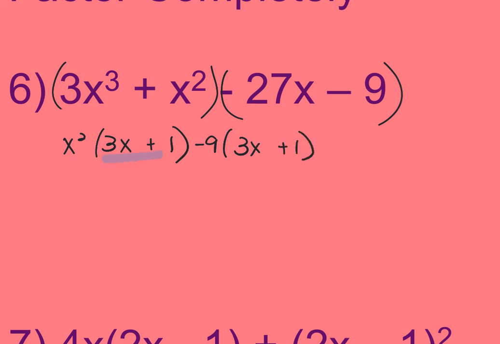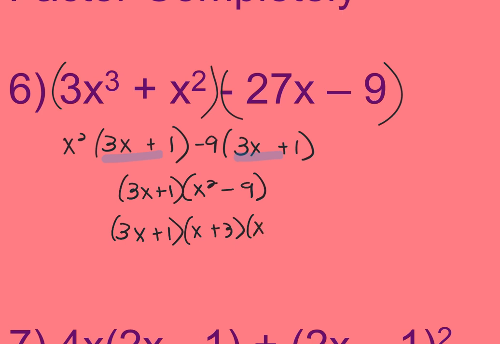Now the 3x plus 1 repeats, so that comes out to the front. And I group together x squared minus 9. Can I keep going? Yep, how? Difference of two squares. X squared minus 9 gets factored into x plus 3 and x minus 3.